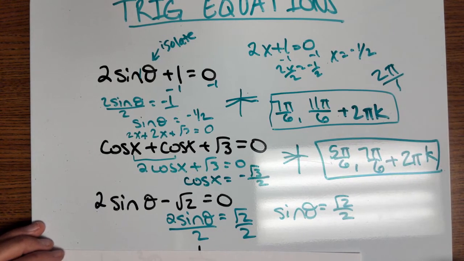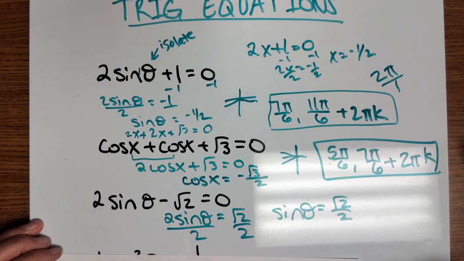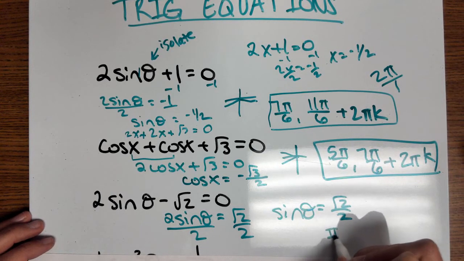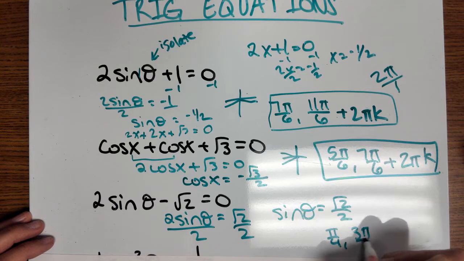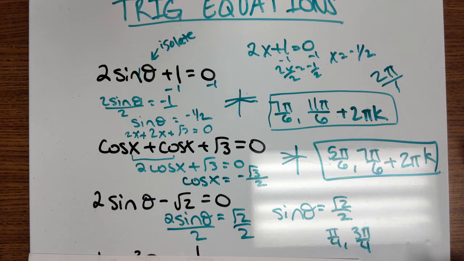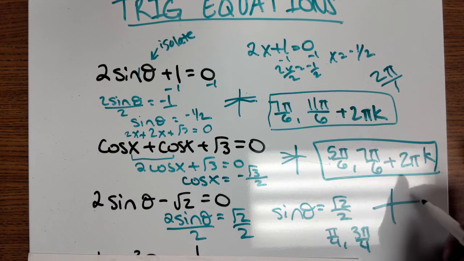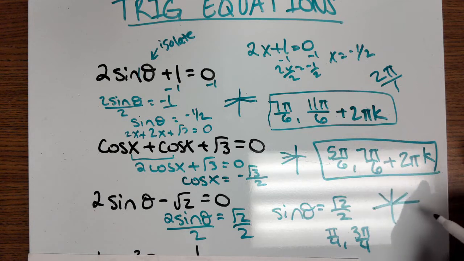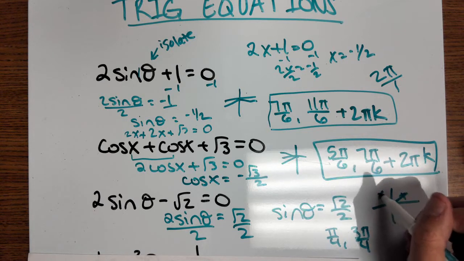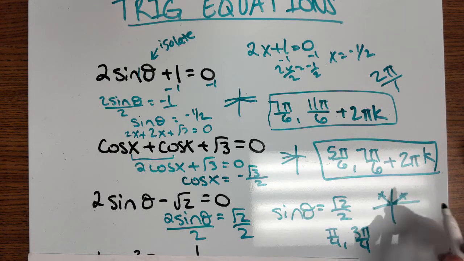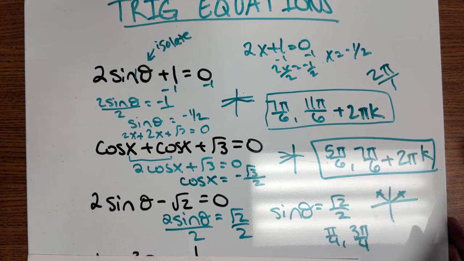That's going to happen at my 45's, but because we want a positive sine, that's going to happen at pi over 4, 3 pi over 4. And if we continue around, the next time we're back to that same place, if we think about it like the unit circle, here's pi over 4, here's 3 pi over 4. So those are the two angles that satisfy this equation. We cannot use third and fourth quadrant because that's going to give me a negative value.